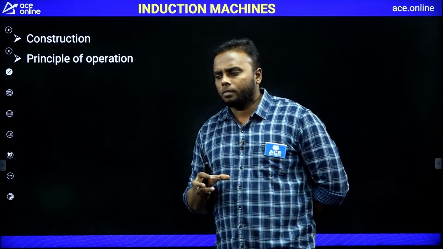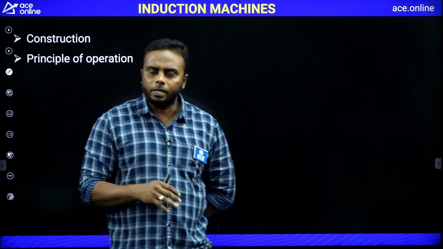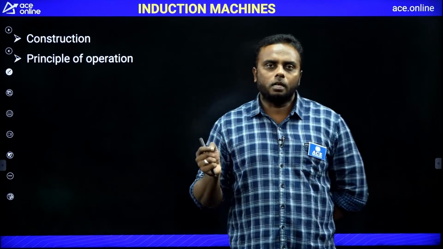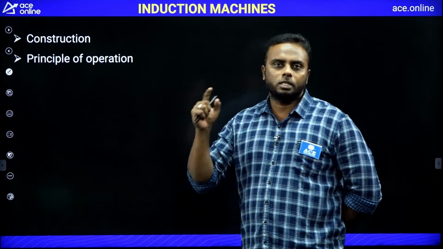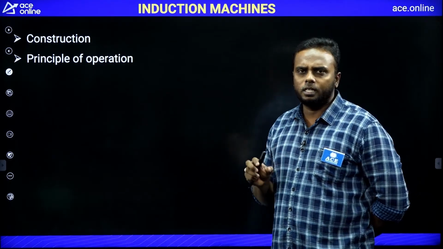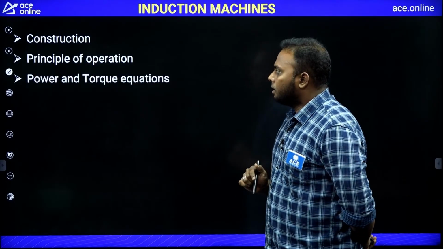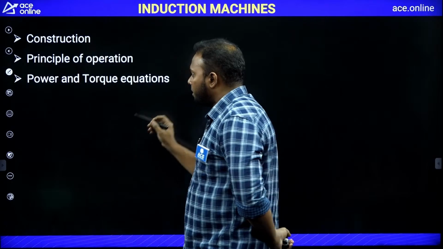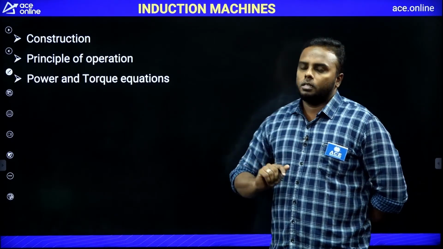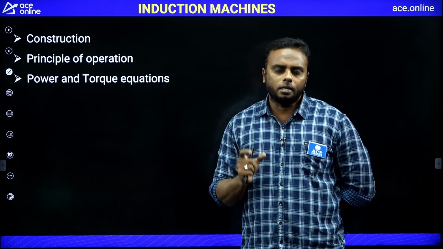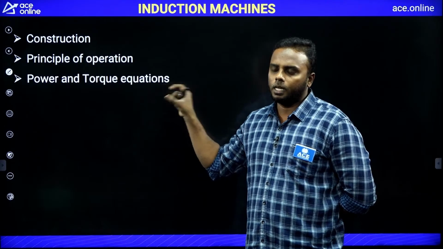And there are some relative speed concepts. What is the speed of the RMF with respect to the rotor? At what speed does it rotate, and what is the slip of the motor? And what happens if supply is given to the rotor with the stator winding short circuited? You should focus on all these points in the principle of operation. Next, power and torque equations are the most important thing in the case of the induction motor, because many times in GATE and ESE both we have questions on the power equation and torque equation.